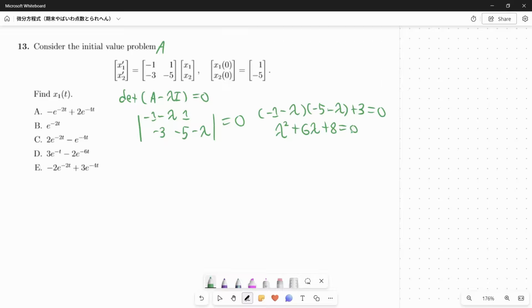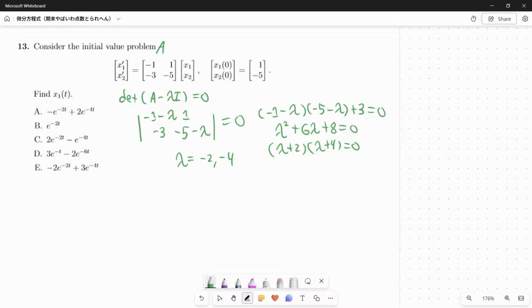And then this is pretty easily factorable. When you factor this, you should end up with (lambda + 2)(lambda + 4) = 0. And solving for lambda, you should end up with eigenvalues that are equal to, I'll write that over here, lambda is going to be equal to -2 and -4.